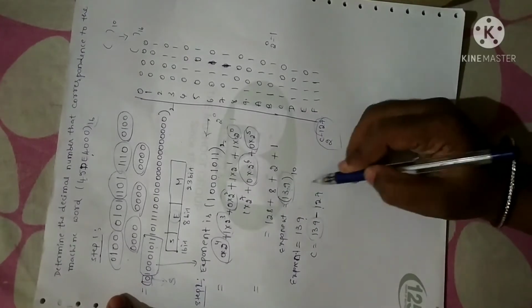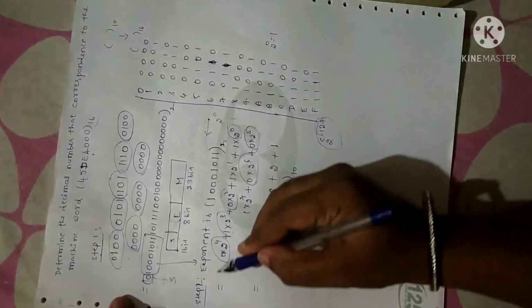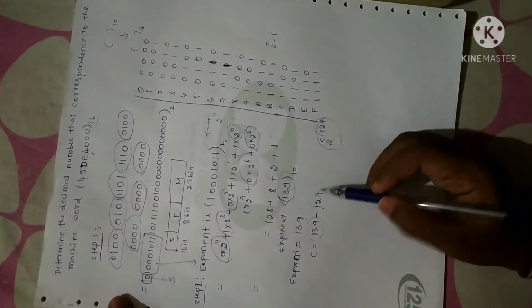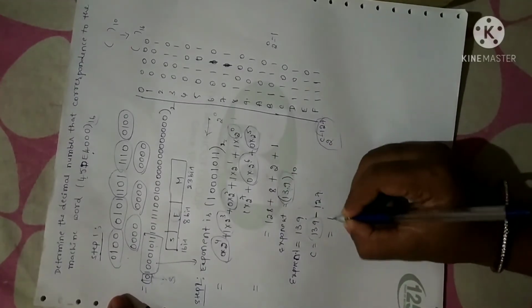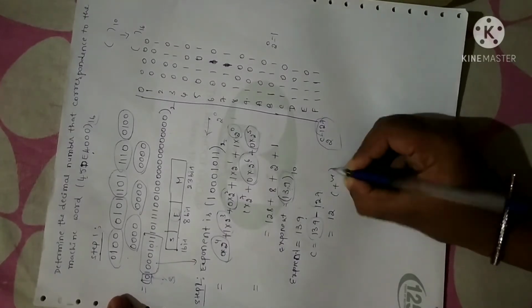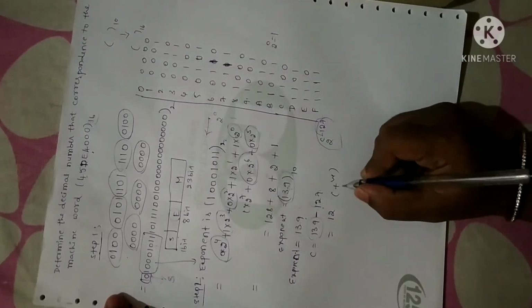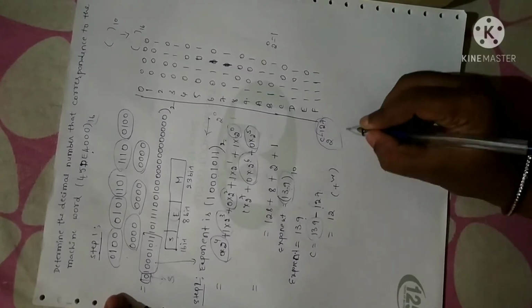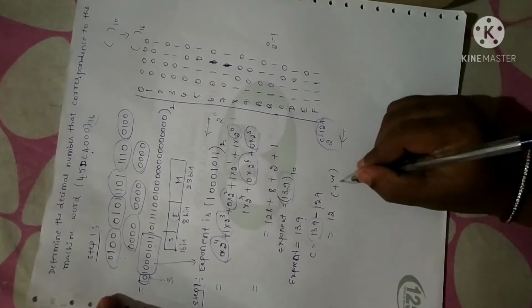So we have to subtract 127 from the obtained value in step 2. So that is what I have done. Now when you subtract these values, you are going to get 12. That is positive, right? Remember, whether it is positive or negative, it doesn't matter.